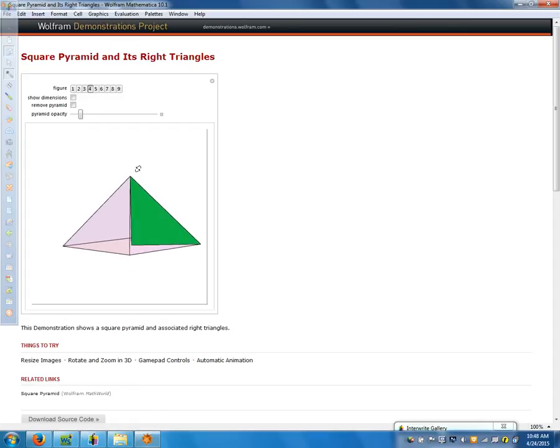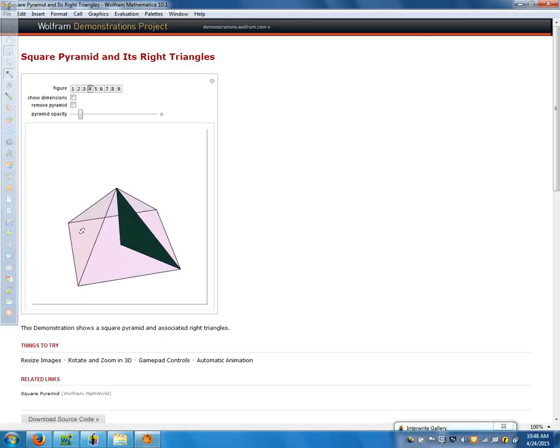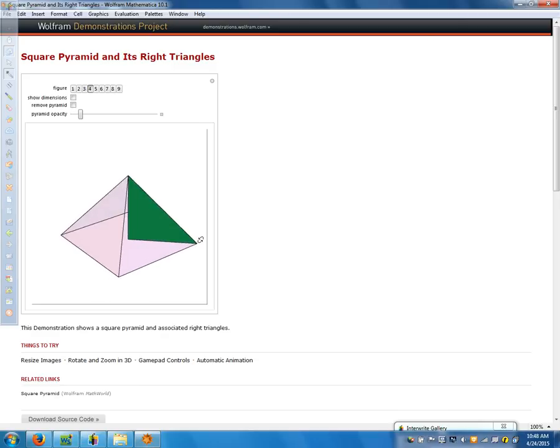Here's a right triangle inside our pyramid made by the height. We're going halfway across diagonally, and we have the edge length there. So that's another right triangle that you might have to use sometimes. This one we don't use as much, so jump over that. That one we don't use that much.